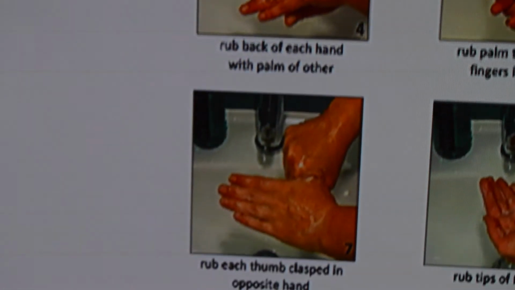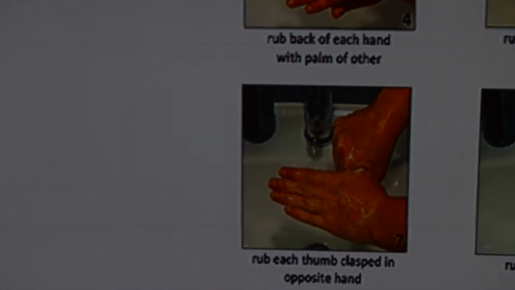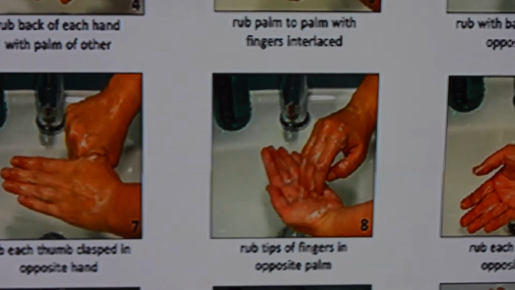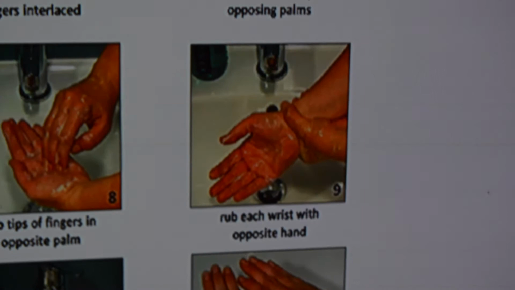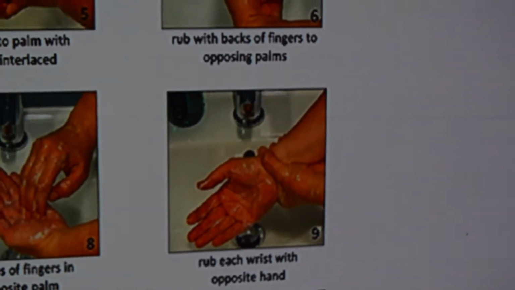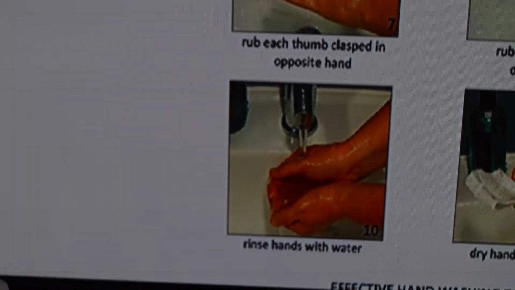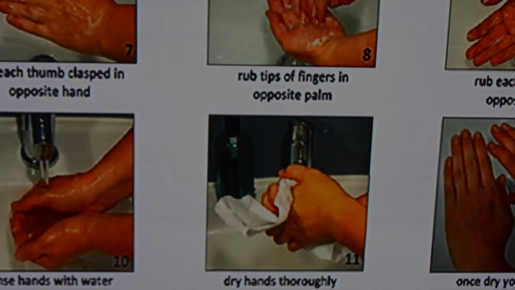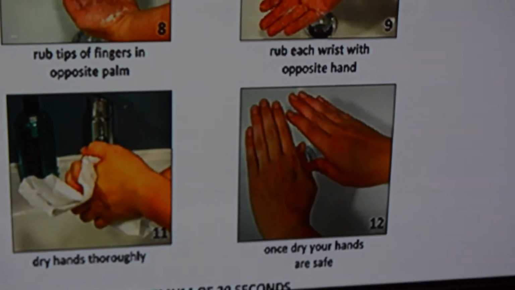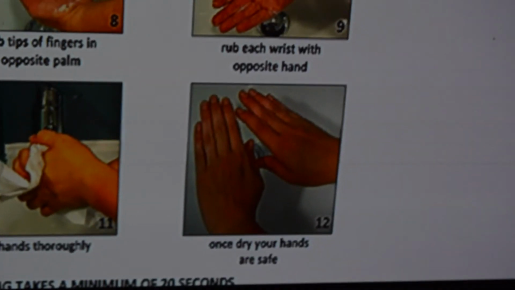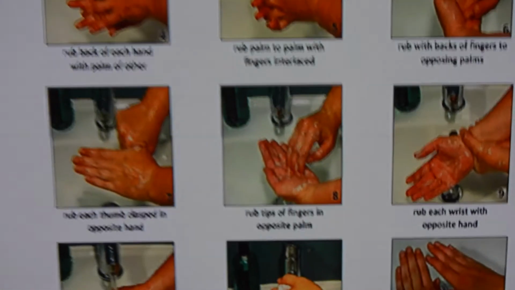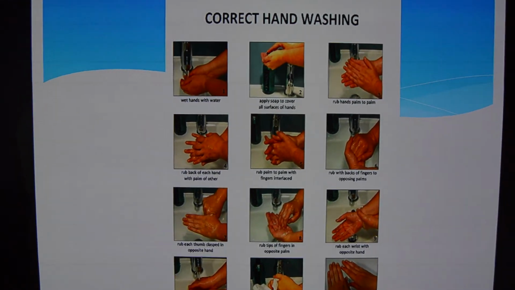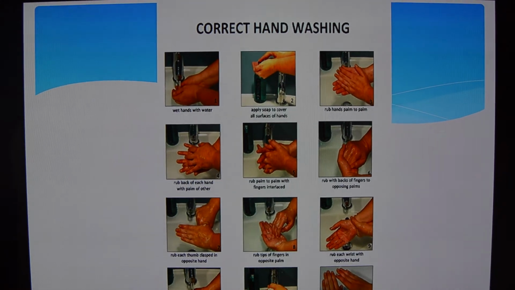Rub each thumb clasped in the opposite hand. Rub tips of fingers in the opposite palm. Rub each wrist with opposite hand. Rinse hands with water. Dry hands thoroughly. Once dry, your hands are safe. It is important to remember to never touch the faucet again to turn off the water. Always use the paper towel provided to turn off the faucet.